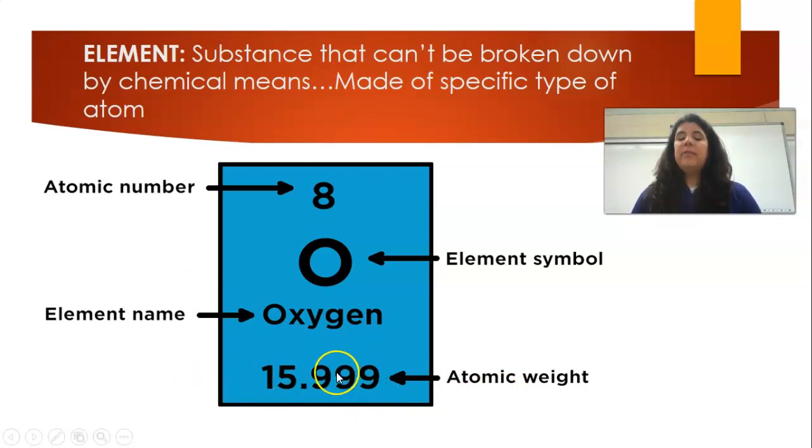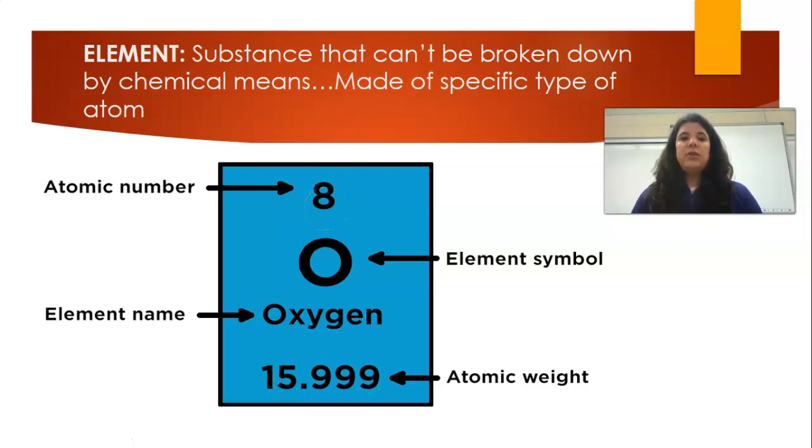And this is the atomic weight. This is the number of protons and neutrons that are in an element. And typically we would round up for this. At some point we'll explain to you why you end up with a decimal here, but we would round up to 16.